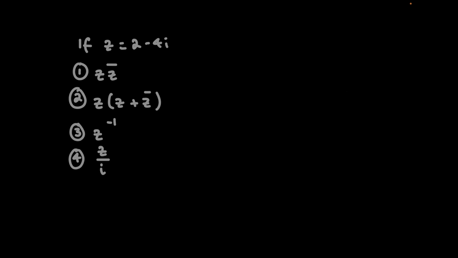Question 3 says to work out the inverse of z. And to work out the inverse of z, that's really just the same as 1 over z. And 1 over z in this case is 1 over 2 take 4i. So to evaluate this, we can just multiply both the numerator and the denominator by the conjugate of 2 take 4i, which in this case will be 2 plus 4i.